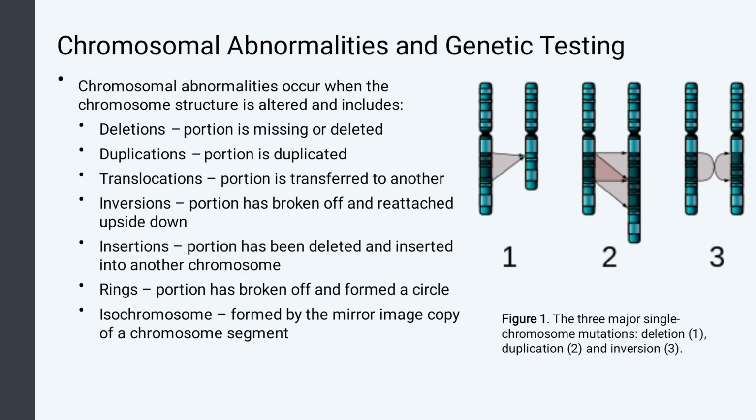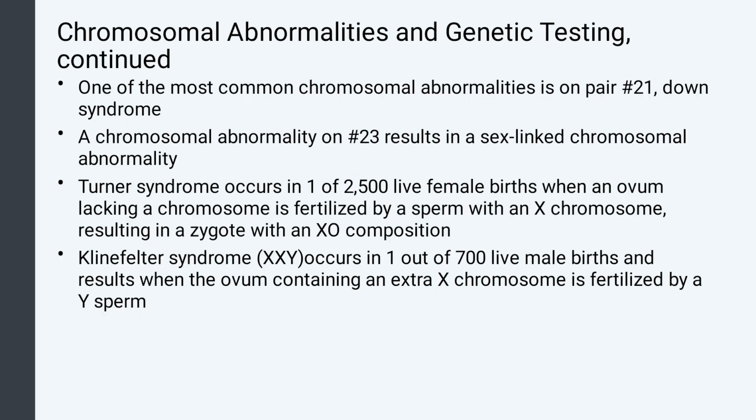Next we have insertion. In insertion, a portion has been deleted and inserted into another chromosome, so the chromosome segment is inserted from another. Then we have rings, where a portion is broken off and formed a circle. Next, we have isochromosome, formed by a mirror image copy of a chromosome segment. One of the most common chromosomal abnormalities is on pair 21, or Down syndrome.